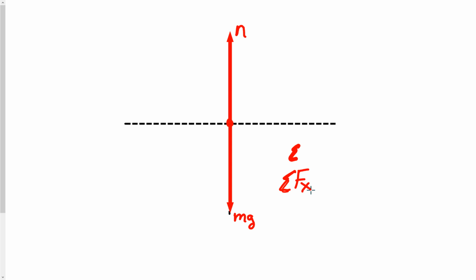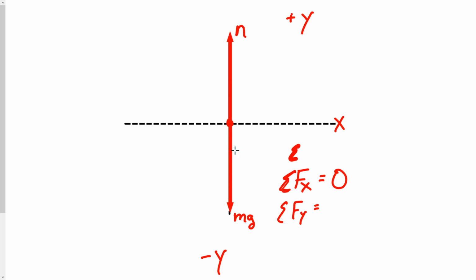Sum of the forces X is equal to zero, because there are no forces on the X, but I still like to write that. Now the sum of the forces Y. Unless I've got any reason to think otherwise, I always consider up to be positive y, and therefore down to be negative y.